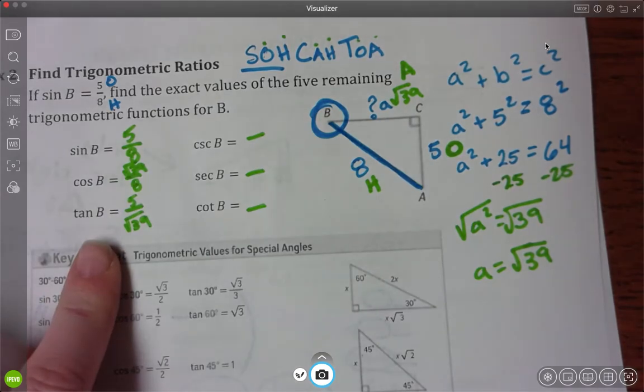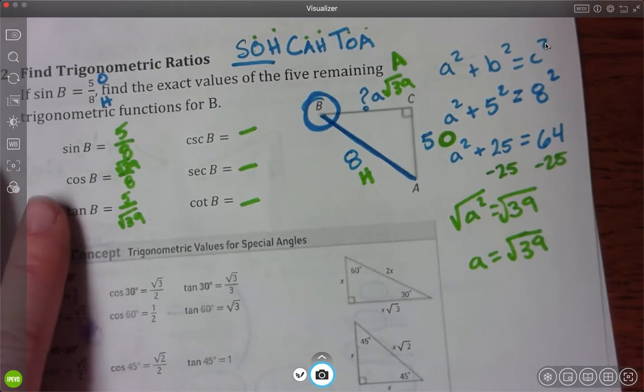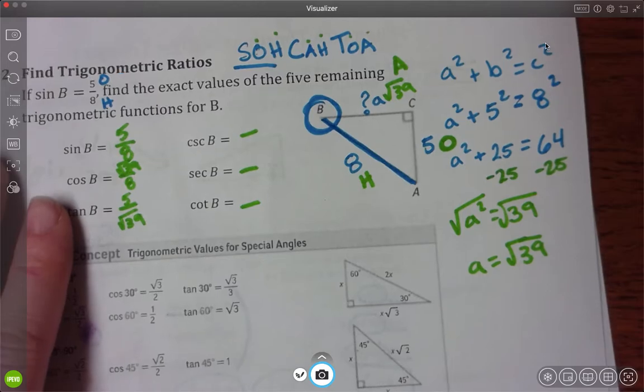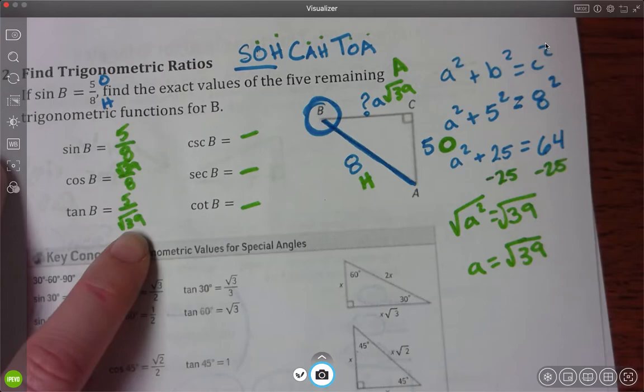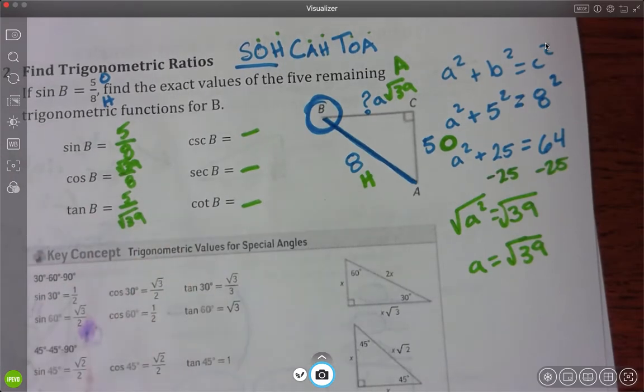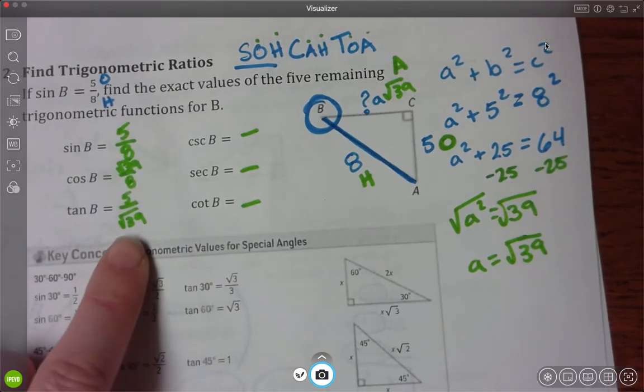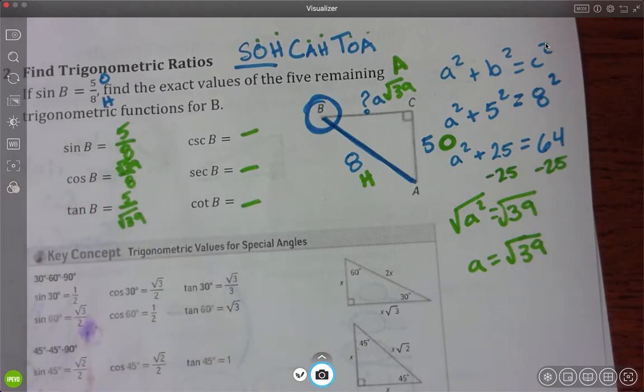All right. Now, let's see, Tori and Lacey, I don't think I'm going to have you worry about rationalizing this, so you don't have to multiply by the square root of 39. We'll get to that when we do more in-depth trig stuff. So just leave it as 5 over the square root of 39. I'm going to say that's going to be fine for now.